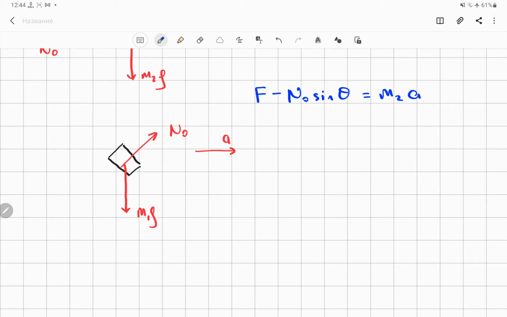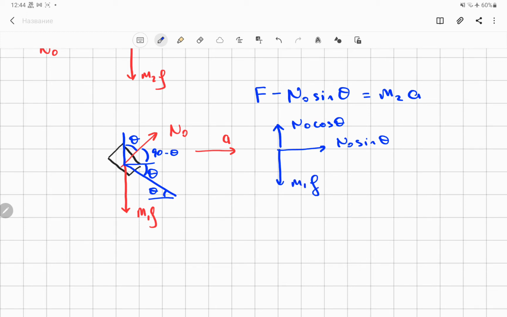And again, x y direction, N0 has two components. This angle is 90 minus theta because this part is theta. So this part will be 90 minus theta. So this part will be again theta. So horizontal force will be equal to N0 times sine theta. The vertical one, vertical upward, will be N0 times cosine theta. Downward we have a weight. This is a free body diagram for the object 1.